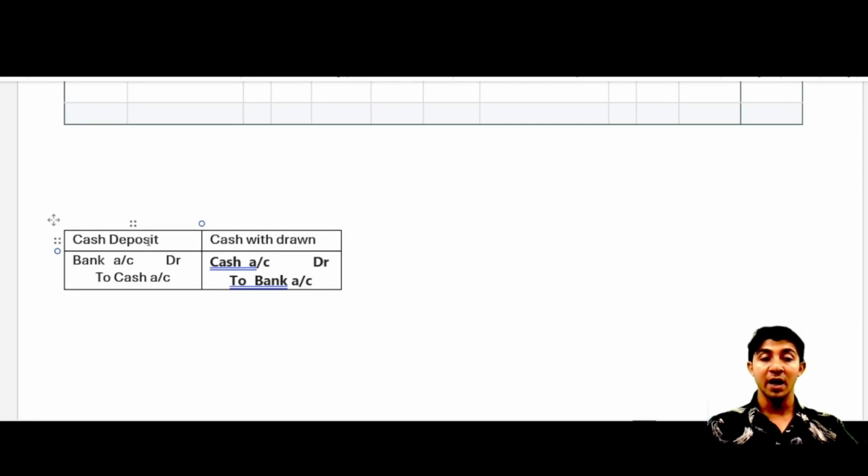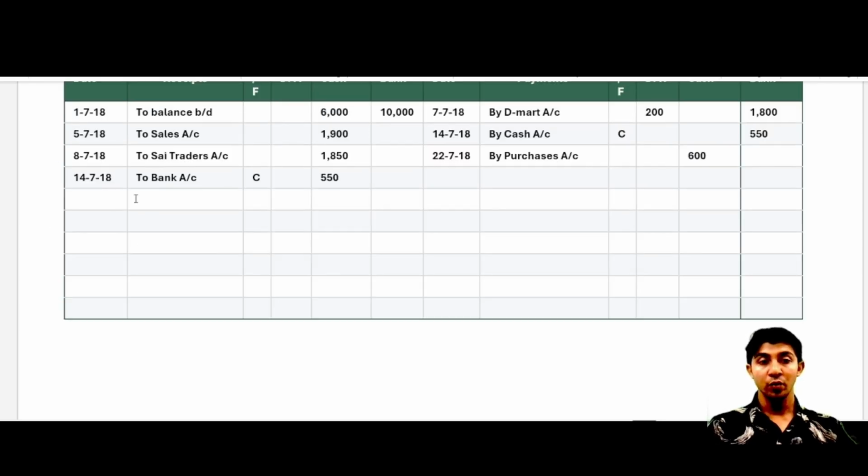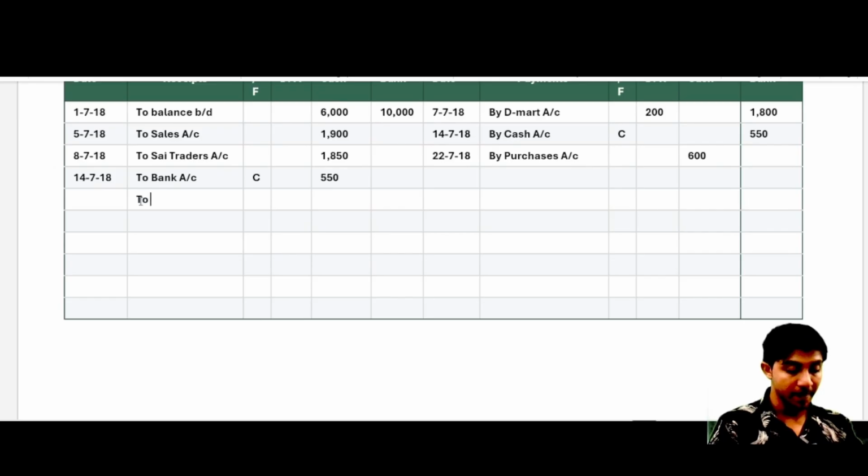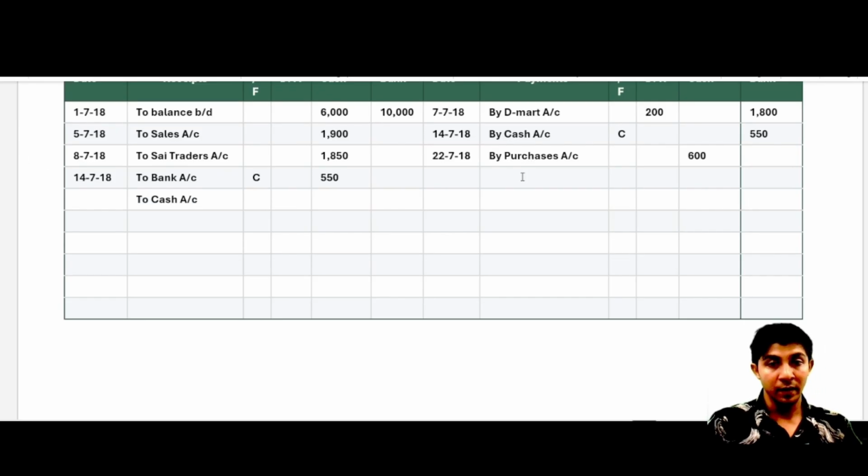अब कैश डिपॉजिट की जर्नल एंट्री क्या है? बैंक अकाउंट डेबिटर टू कैश अकाउंट. अब ये जर्नल एंट्री में टू किसके साथ है? कैश अकाउंट के साथ है. So what we will do? We will write to cash here and by bank.